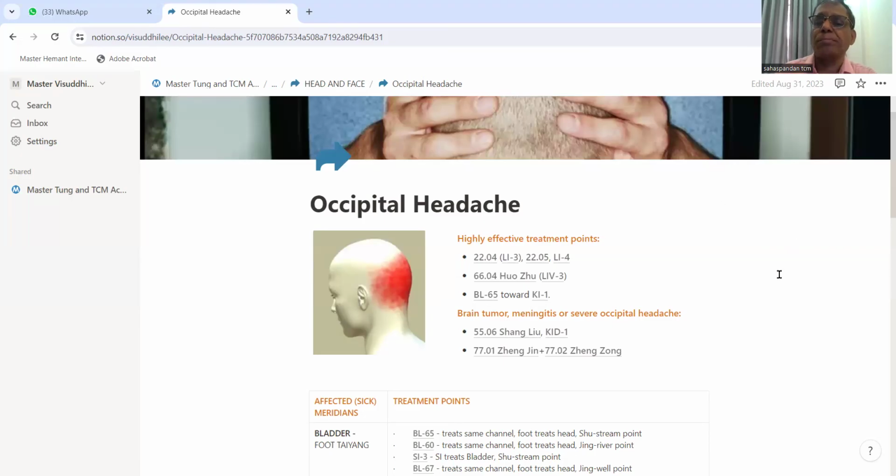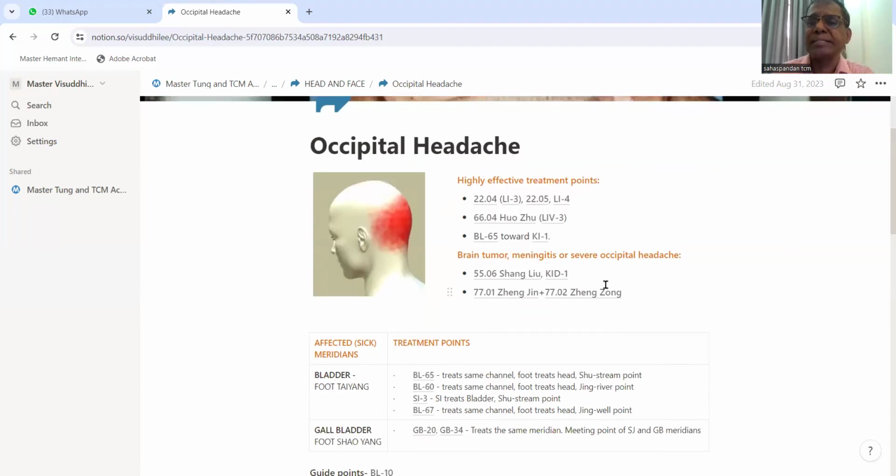And in case of brain tumor, meningitis, or severe occipital headache, 55.06 Kidney 1 and 77.01 and 77.02. So these three points should be used.